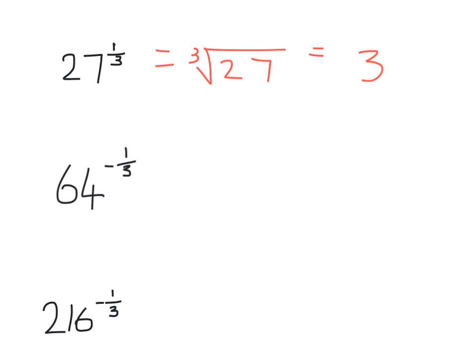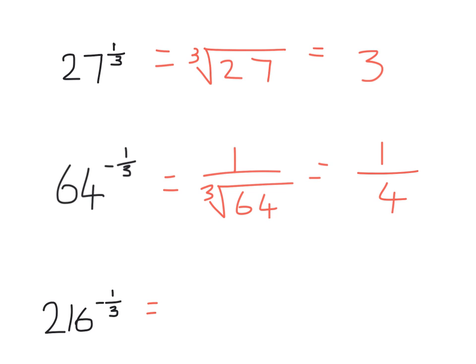Now we've got 64 to the power of minus 1/3. So we know that the minus gives us 1 over. Then we're looking for the cube root of 64. So it's 1 over 4. And finally, we've got 216 to the power of minus 1/3. So the minus gives us 1 over. Then we're looking for the cube root of 216. So that gives us 1 over 6.